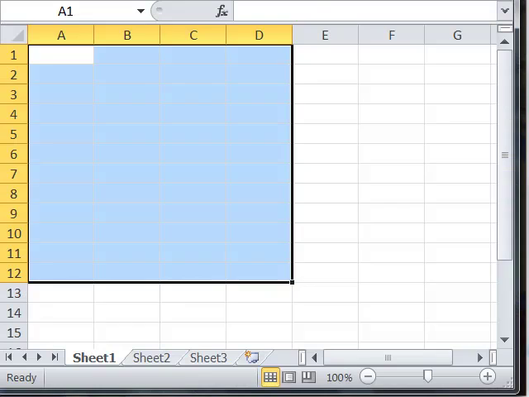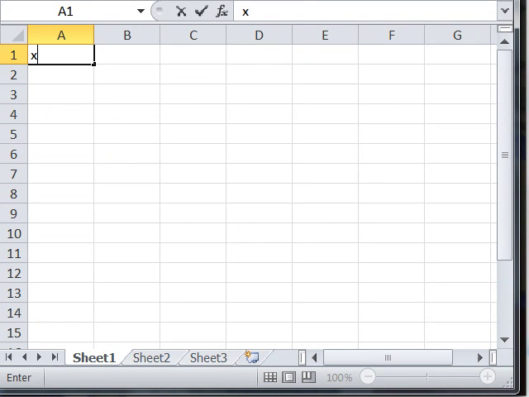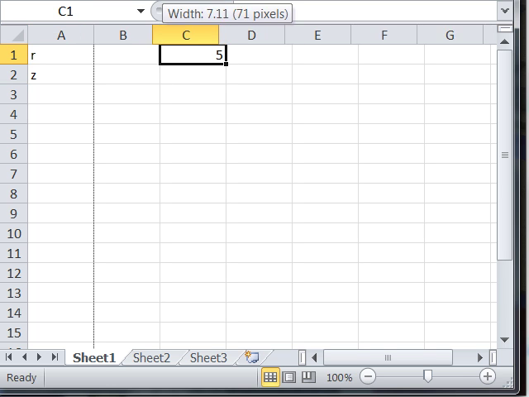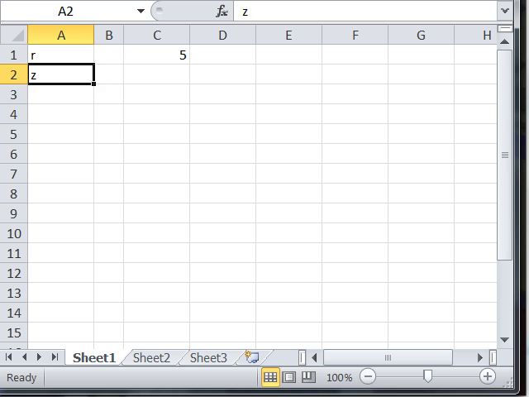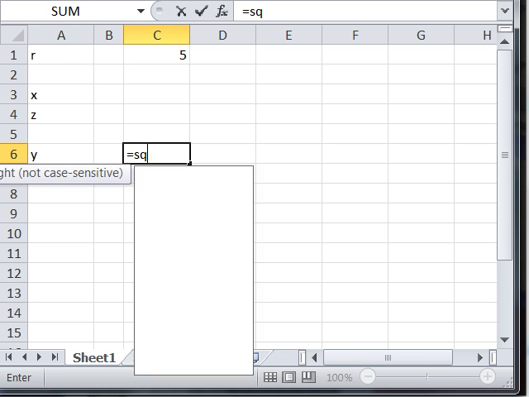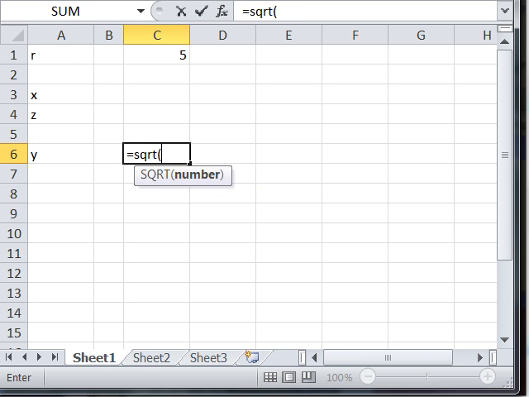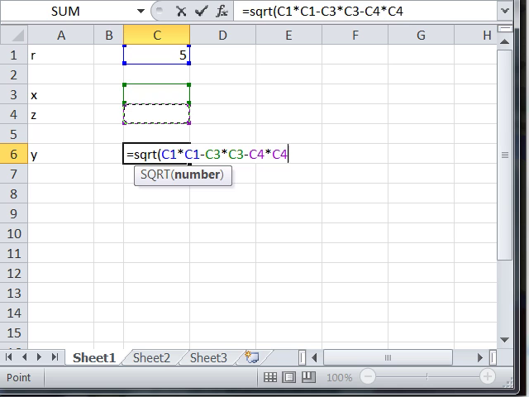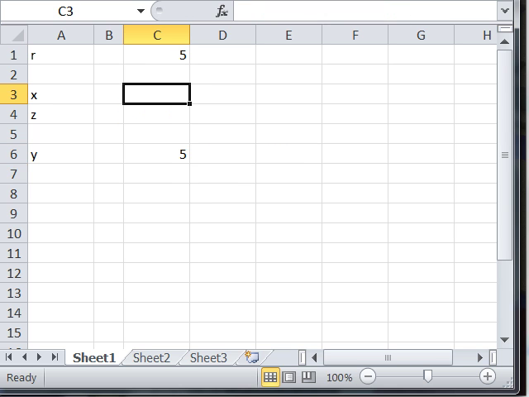So in practical terms, if we want to make, let's say, a sphere or a dome of radius 5, and we know that from a certain point we chose we have a certain x and z, then the y has to be equal to the square root of r squared minus x squared minus z squared. So now let's start building.